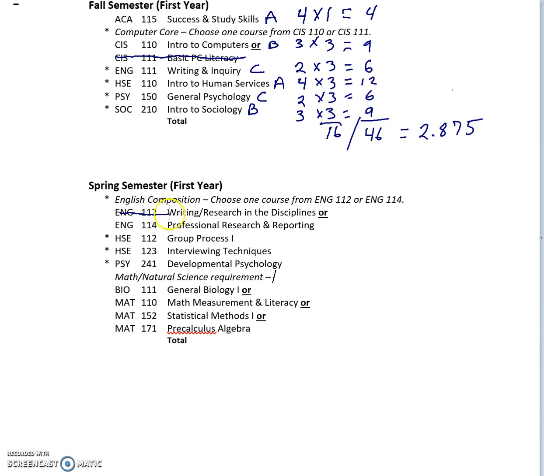Let's look at spring semester first year and do the same. This student took English 114 and received a B. They took HSE 112 and received an A. They took HSE 123 and received a B. They took Psych 241 and received a B. And for their math and natural science requirement, they took Math 152 and received a C.